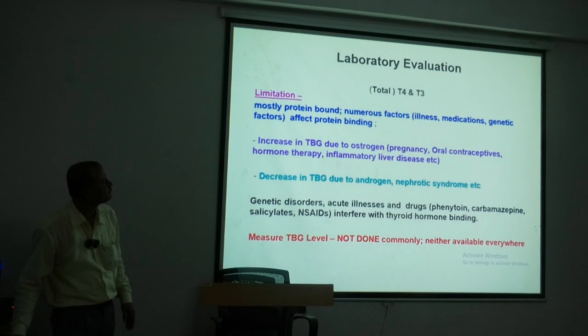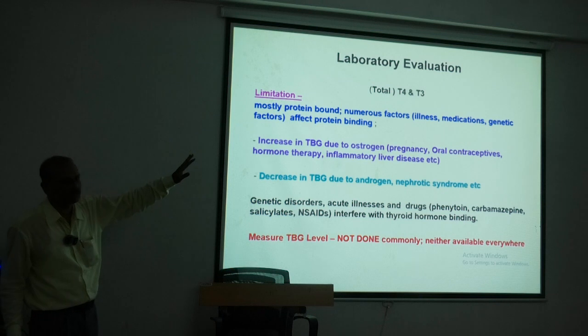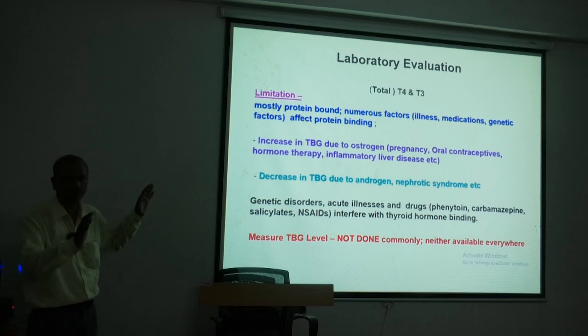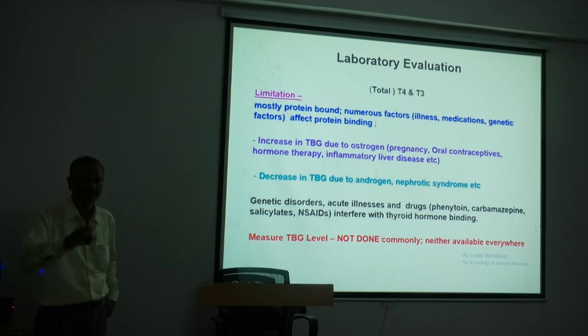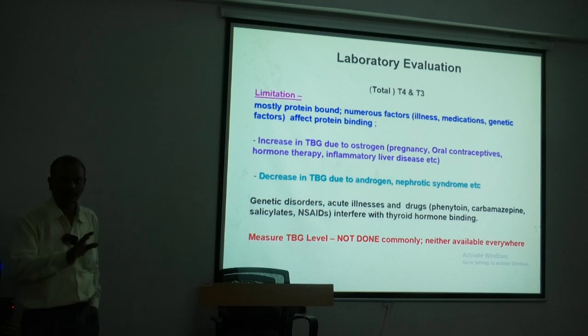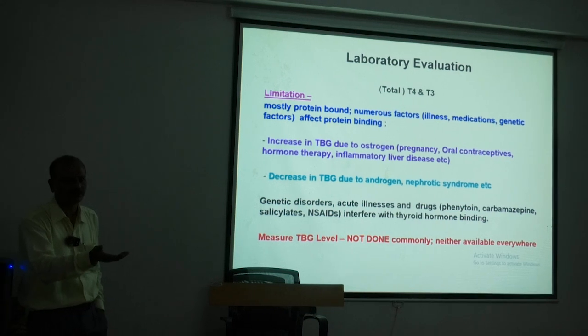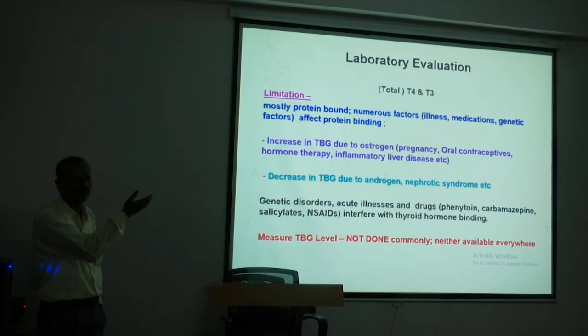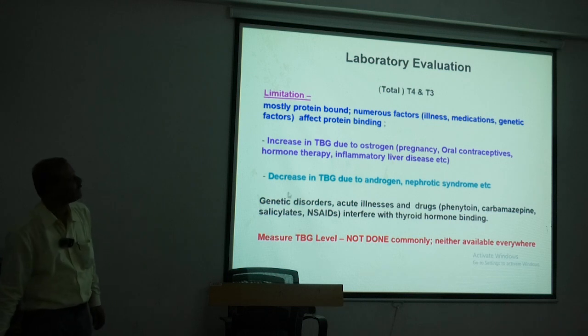The laboratory test, total T3, T4, if you do it, what is the limitation, you will try to understand. It is mostly protein bound. As I told you, 99.97%. You have seen that the free fraction is only 0.03%. It is mostly protein bound. So any factor which increases TBG level will increase total T4, not the free T4.